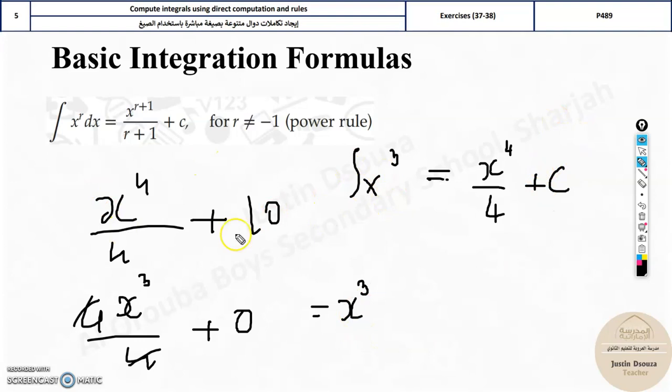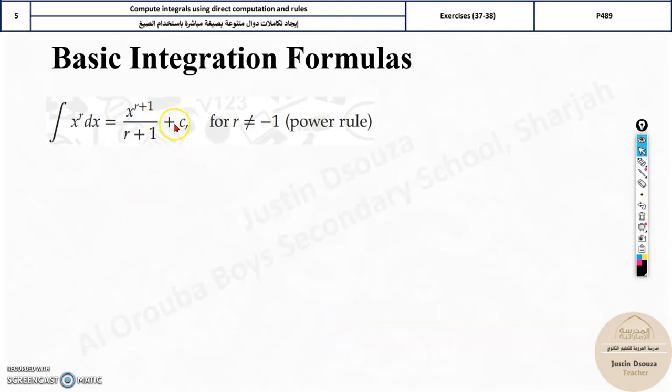So these are inverse of each other. When you derive one thing, whatever the answer you get, when you integrate that answer, you should get the derivative of the question. It's basically inverse of each other. That's about power rule, and that's about c as well, the constant.